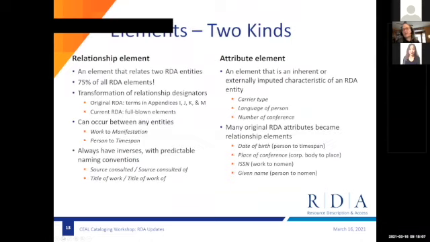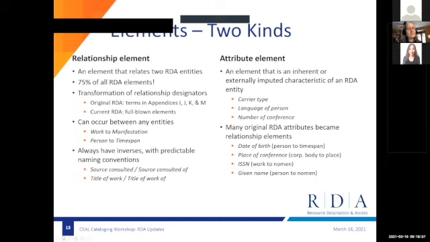So as I mentioned earlier, there are 2 kinds of elements, relationship elements and attribute elements. A relationship element is one, not surprisingly, that relates to RDA entities. This is 75% of all of those RDA elements. These end up being a transformation of what we think of as relationship designators in the original toolkit. Those were those terms in appendices I, J, K, and M. Now in RDA, they're full-blown elements.